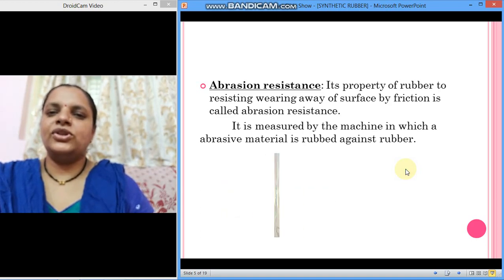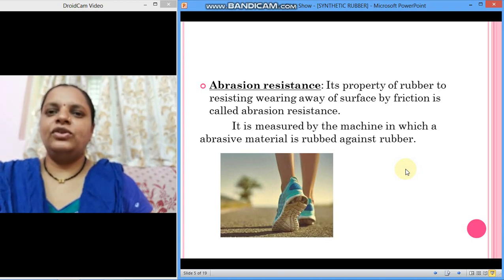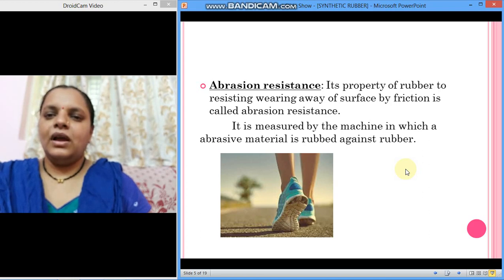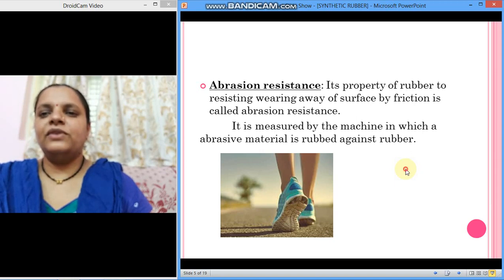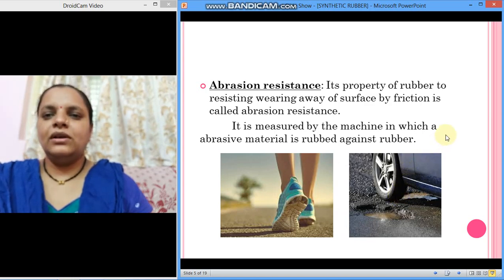We use this property in the shoe industry. We know that the whole shoe industry is based on this property, because rubber has this property that it doesn't get lost by the friction. That's why we are using it. And the other one is the tire industry. In both these applications there is friction between the surface and the rubber, so it doesn't get lost. That's why we use rubber's abrasion resistance property.